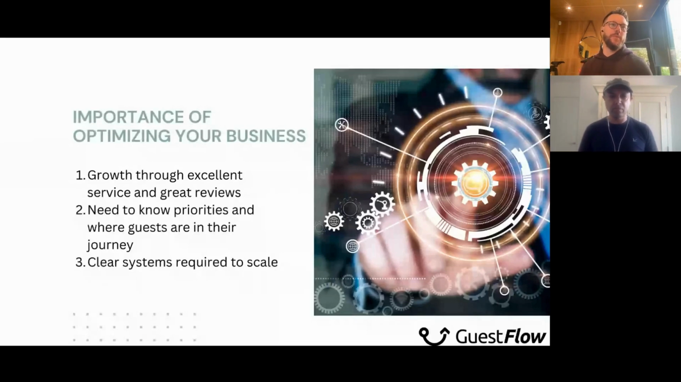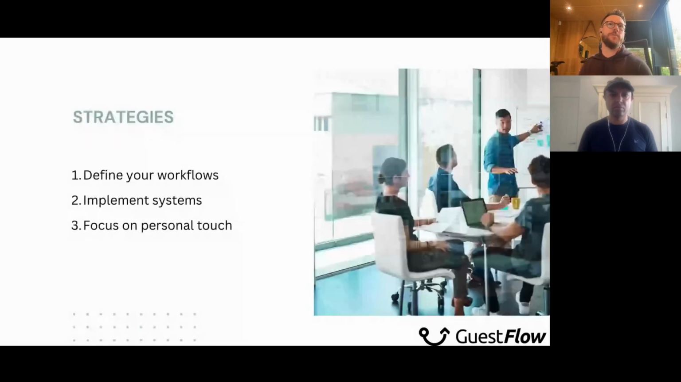So let's be constructive here, Rash. Let's give our audience some strategies, right? And processes and things that every business owner can start to look at and implement, and will probably find benefit from doing so, right? So first and foremost, let's get into it. We want to define workflows, processes. It can be difficult, but how do you recommend, Rash, people start? Yeah, so we've got 3 strategies here: define workflows, implement systems, and focus on the personal touch.